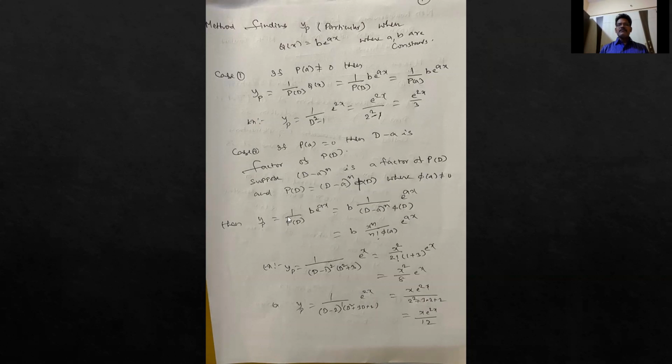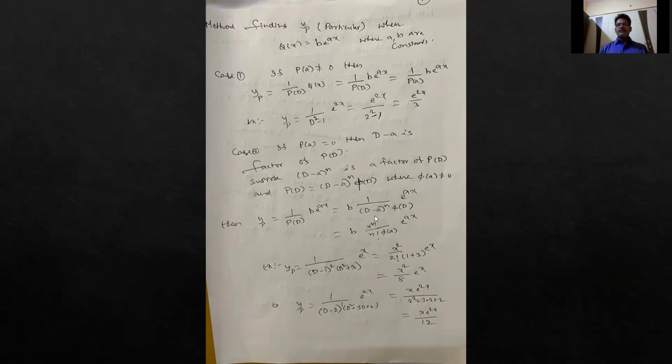So then yp is equal to 1 by P(D) times b e power x. B is constant. You can write (D minus a) whole power n phi(D) e power x. Here, writing D in place of phi(D), putting D equal to a, it is not 0, phi(a). So the root will come n times. So the factor D minus a comes n times. So for this, x power n by n factorial and phi(a) e power x.